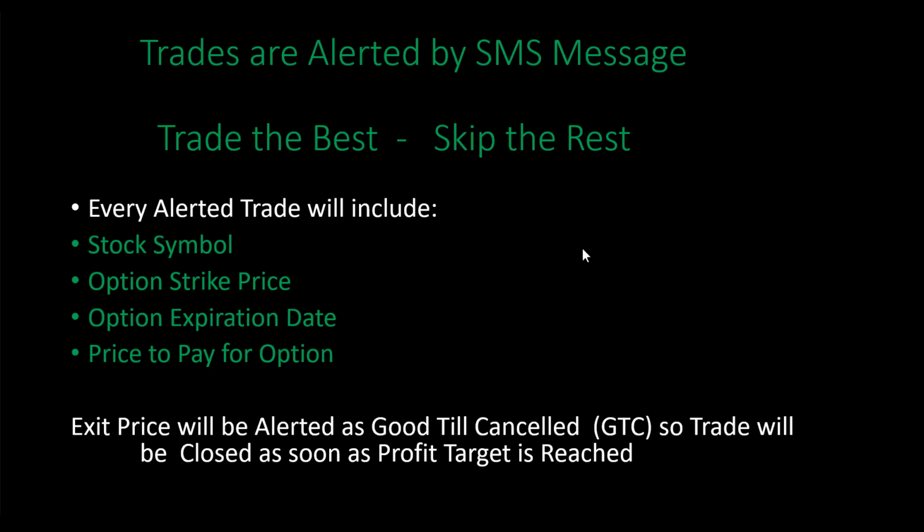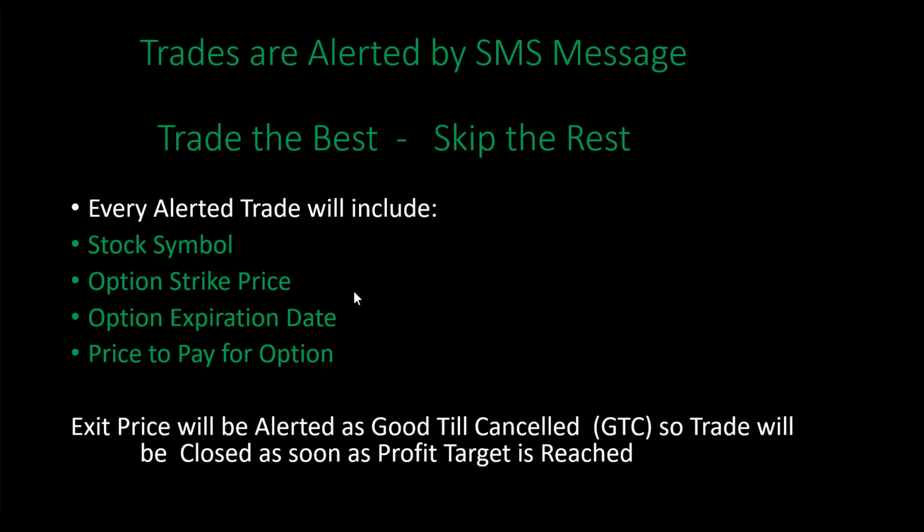So when you get an alerted trade, this is what it's going to look like. You're going to get the stock symbol, the option strike price, the option expiration date, and the price to pay for the option. All the things you need to make the trade. And most of the time when I alert these, I send out an alert with the buy price. I'll tell you how much to pay for it.